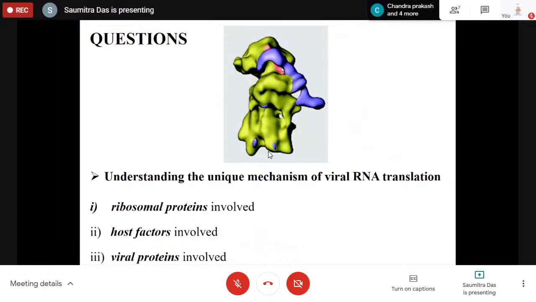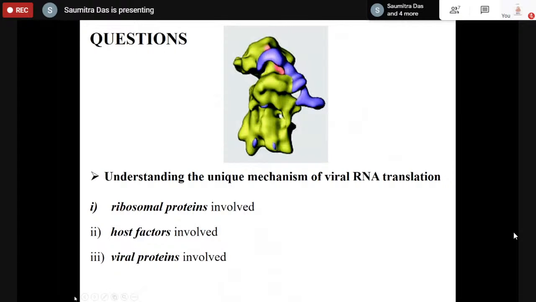Since it is unique and fundamentally different, we wanted to understand which events are actually important, which ribosomal proteins are involved in interactions, which host factors other than ribosomal proteins, there are several other protein participants in the internal initiation of translation, and which viral proteins are regulating the translation of the virus while the replication is also still going on. So this was actually the theme of the lab when we started 22 years back.